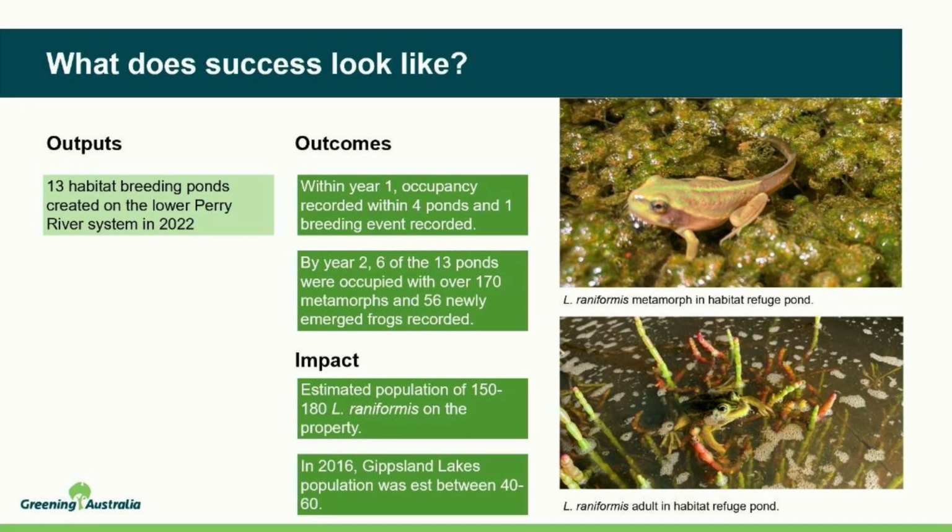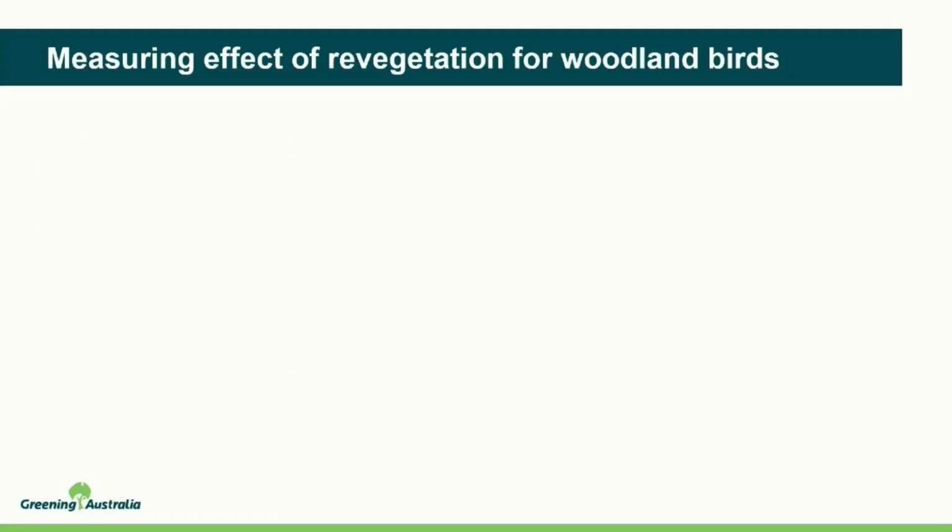What's really cool is that we have an early indication of impact for this species as well. Surveys undertaken in 2024 estimated a population of between 150 to 180 growling grass frogs on the property. In 2016, for context, the entire population across the Gippsland Lakes was only between 40 to 60. So this is a really positive indication that we can get towards impact, but again, identifying that sustained change is going to take longer to observe and measure.